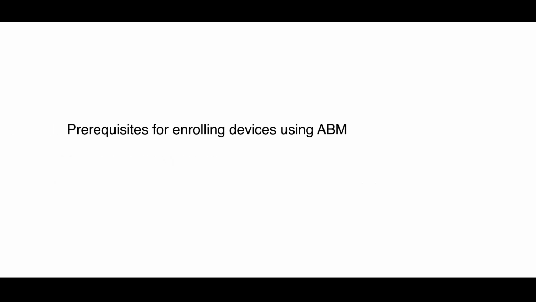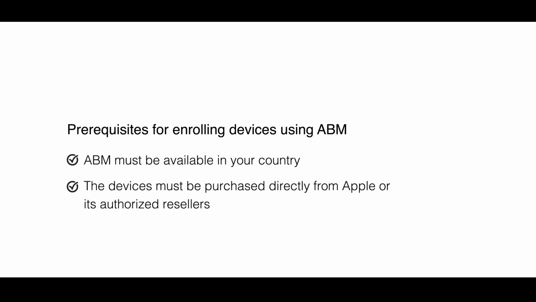There are a few prerequisites that need to be met for enrolling devices using ABM. ABM must be available in your country. Refer to the link in the description for the list of countries that support ABM. The devices must be purchased directly from Apple or its authorized resellers. However, Apple provides a workaround for this. Refer to the link in the description for the steps to use the workaround.